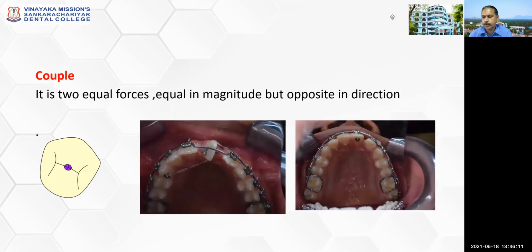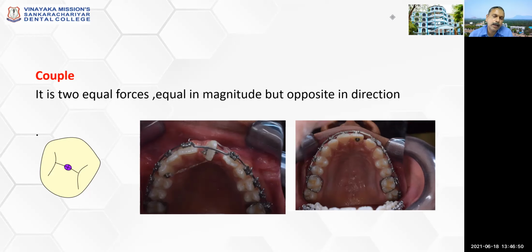Another terminology that you should know is couple. It is two equal forces, equal in magnitude but opposite in direction. Now, when you see a couple, why do you want to know these terminologies and understand the application? Couple, as I mentioned to you, is equal force, equal in magnitude but opposite in direction. That is because you would like to derotate a tooth which is rotated.